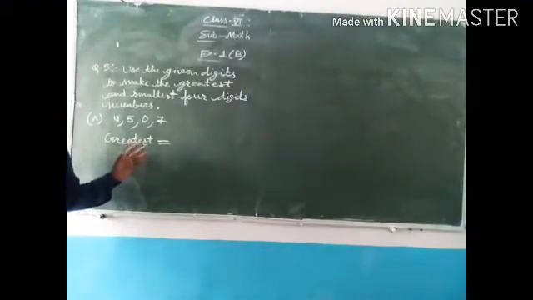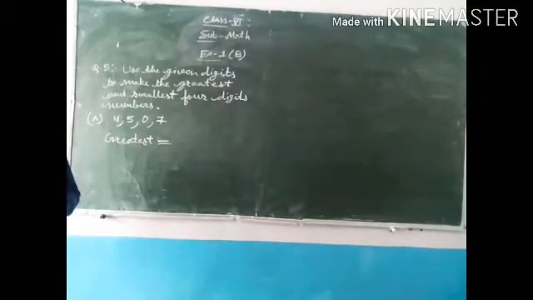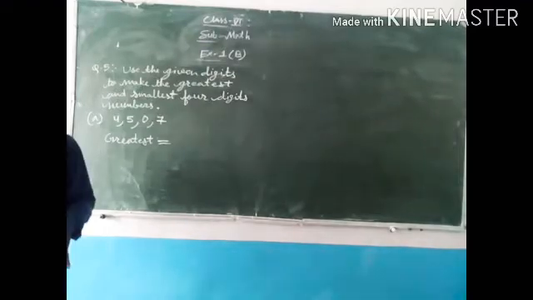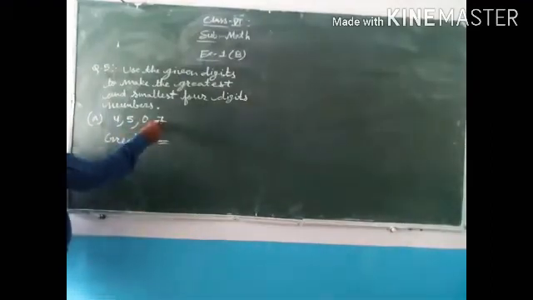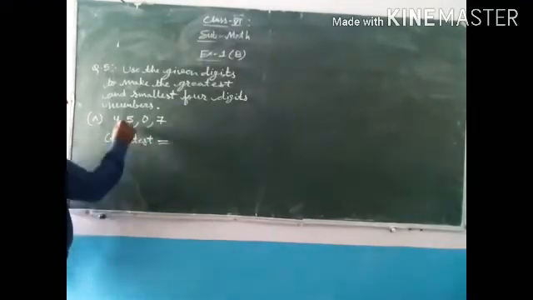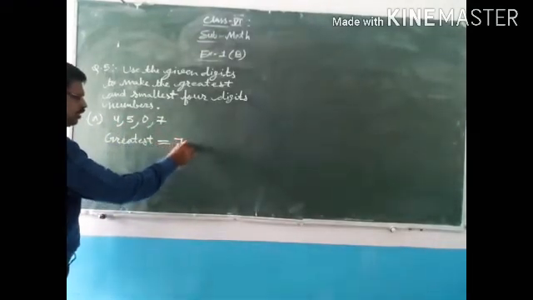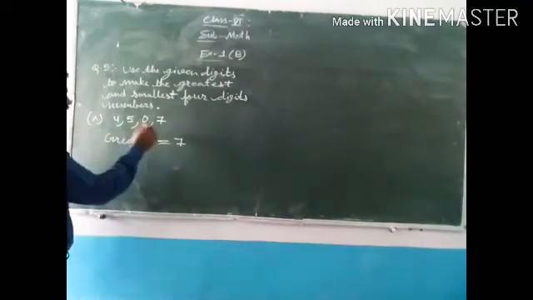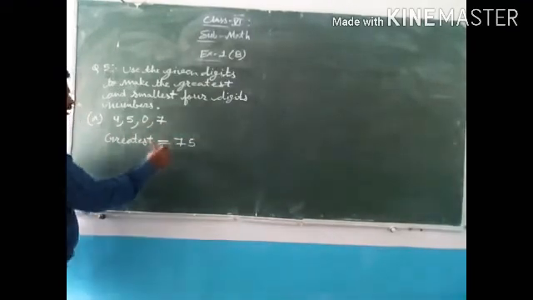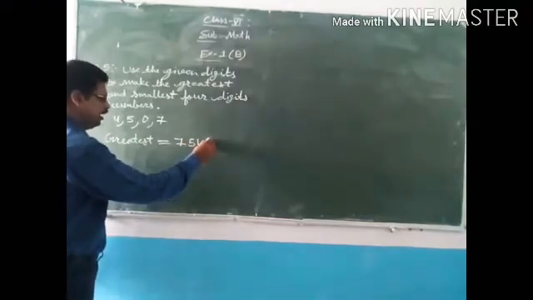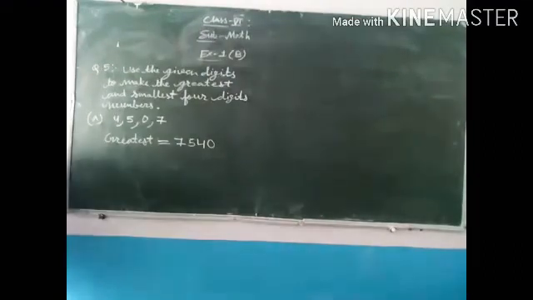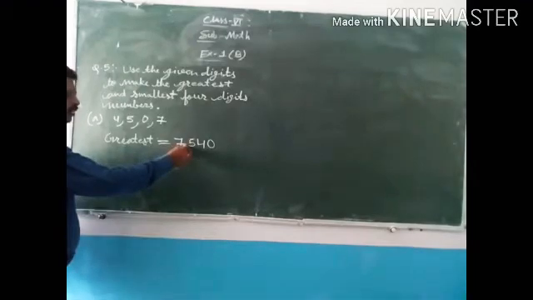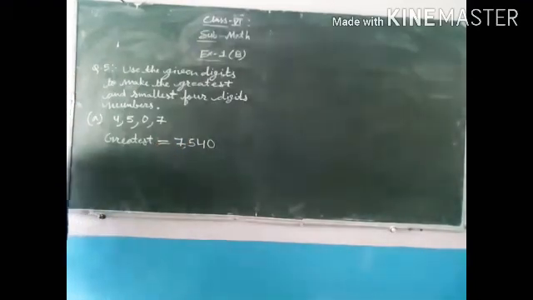For making the greatest 4-digit number, we will have to write the digits in descending order. Descending order means first the greatest digit, then smaller, and in the last the smallest. So which is the greatest digit among 4 5 0 7? 7 is the greatest one. Then smaller than 7, 5. Then smaller than 5, 4. And in the last the smallest digit, that is 0. Understood? So this is 7540. This is the number.